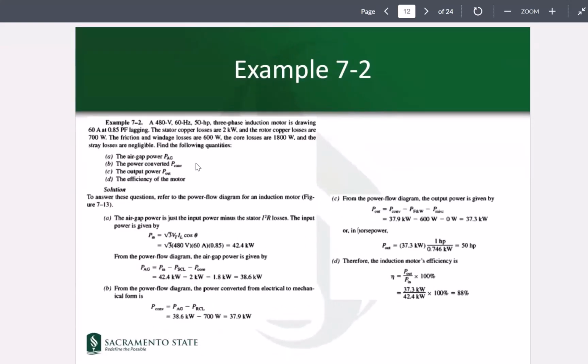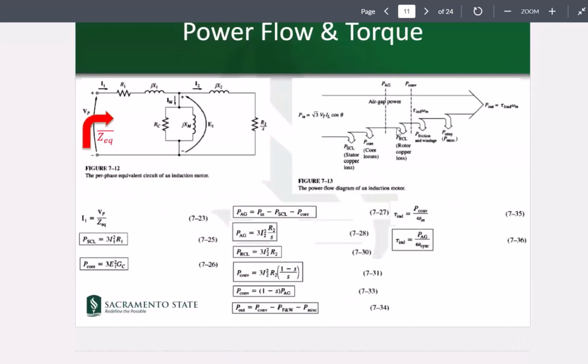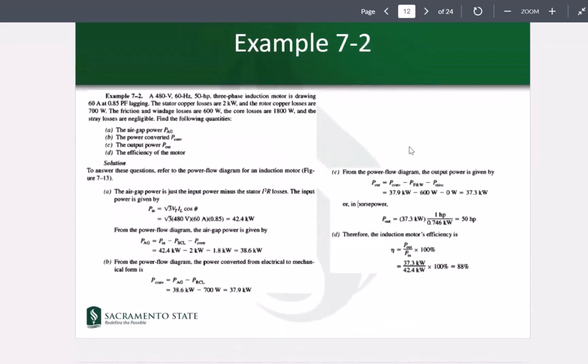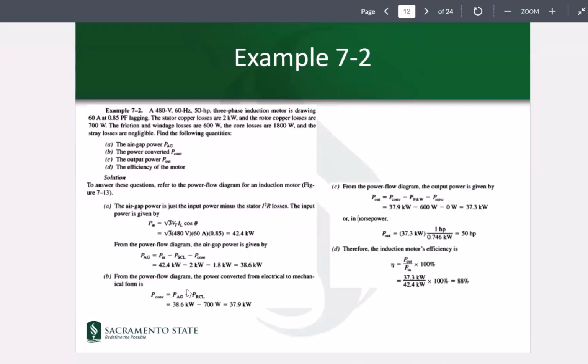So since we're given the losses of stator as well as the core, we can find the air gap power easily from here. Part B, the converted power. The converted power was the difference between the air gap power and the rotor copper losses, right? So that's what happens in here. The air gap power minus the rotor copper losses gives you the converted power.